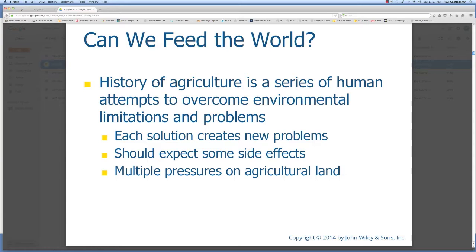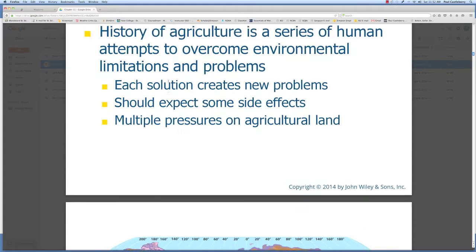It's like with drugs that we take, pharmaceuticals that we take for physical ailments, health issues that we have. There are some side effects. The same thing applies in agriculture. And then we talk about the multiple pressures on agricultural land. Land has, like we said, macronutrients and micronutrients, but we begin to deplete some of those nutrients, and it creates stress on the land.